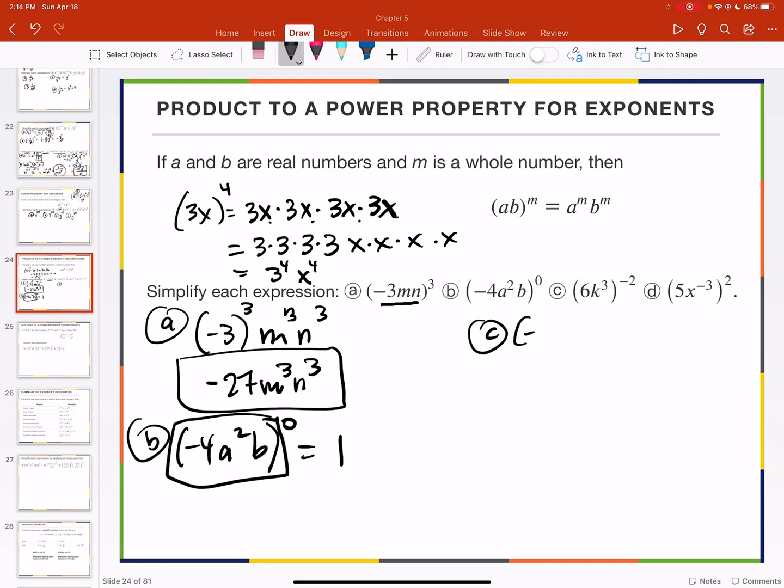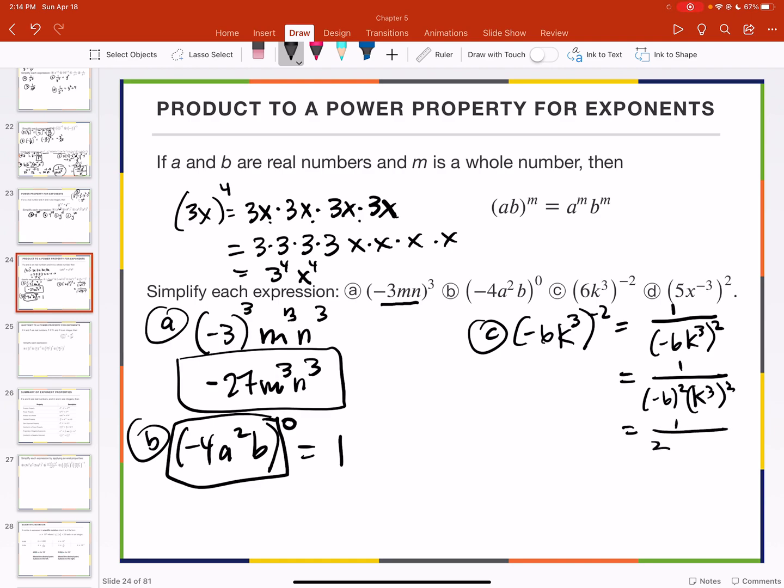C, if you have negative 6k cubed to the negative 2 power, you can flip it and then distribute the negative, or you can distribute the negative and then end up flipping it anyway. So this is the same as saying 1 over negative 6k cubed squared, which is equal to 1 over negative 6 squared k cubed squared, which is equal to 1 over 36k to the 6th.